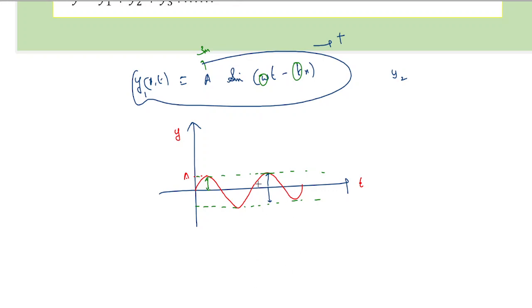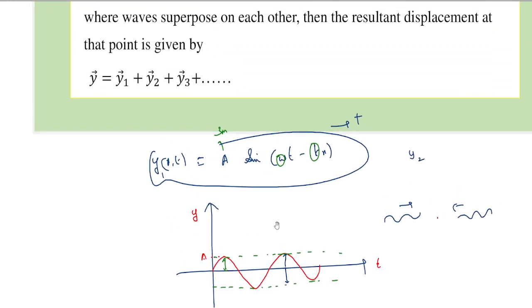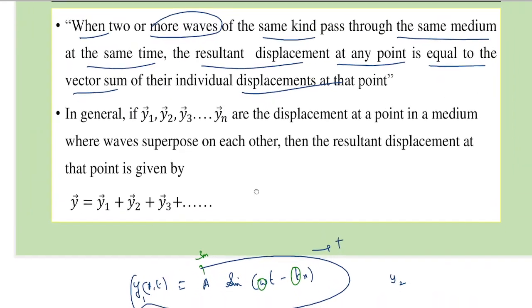Suppose the two waves superimpose, that is, a wave coming like this and a wave coming from this side. When they superimpose, any given point will have a different amplitude. So that amplitude or that displacement is given by this principle.